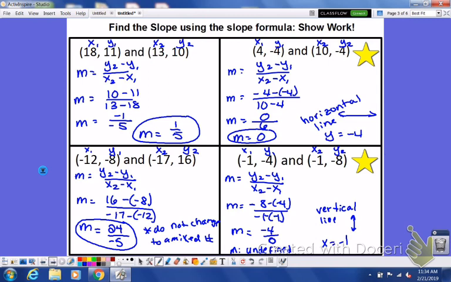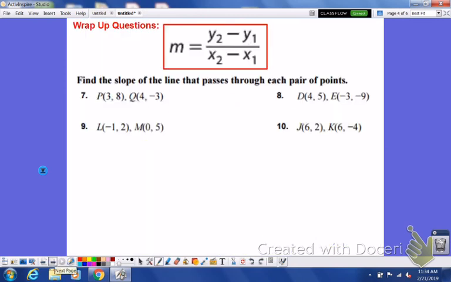Now you'll see on the next slide, this is actually a wrap-up question. There are 4 examples here. We have number 7, number 8, number 9, number 10. Formulas given to you at the top. I want you to try one of them on your own, and we will double check them tomorrow, but you must try one. Pick one, it doesn't matter which one. I will be checking in your notes. All right, that is the end of section 3.